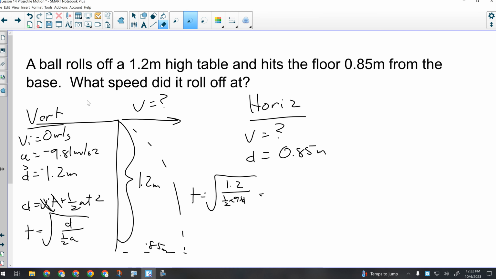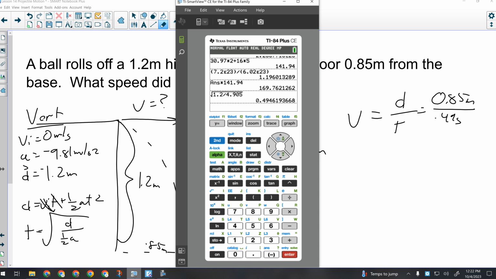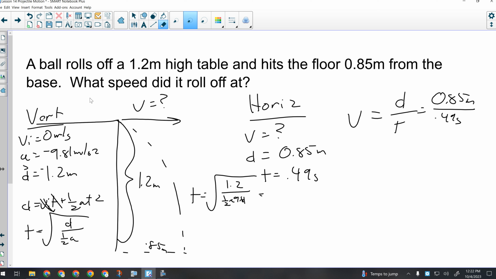All right, now that I know that time, I can put it over here, 0.49 seconds. V equals D over T. Okay. 0.85 meters divided by 0.49 seconds, okay, will get me my speed it rolled off at. So 0.85 divided by that number. All right, so we're looking at 1.7. We only have 2 significant digits, so 1.7 meters per second.